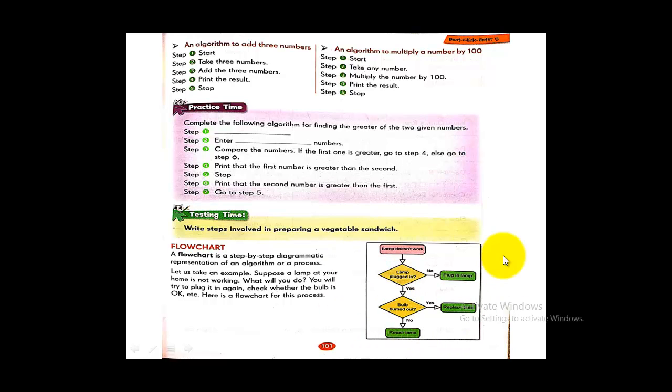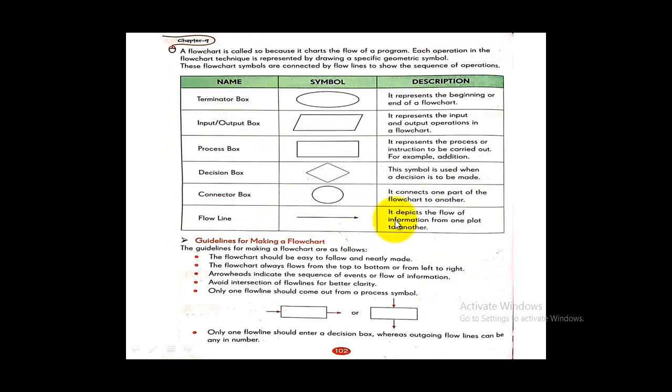This is just a very easy flowchart for checking whether the lamp is working or not, or the bulb is burnt out or not. Bulb charge, bulb charge prevent. Now let's continue our chapter with the next.